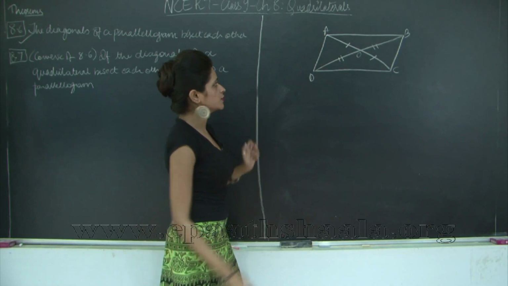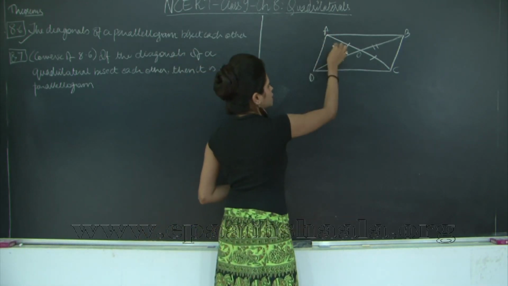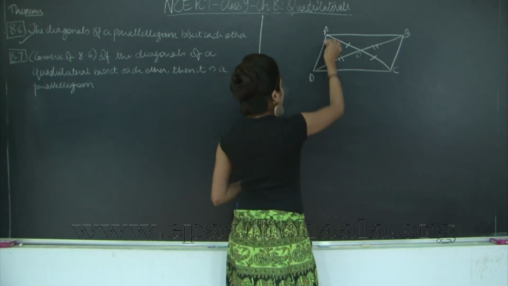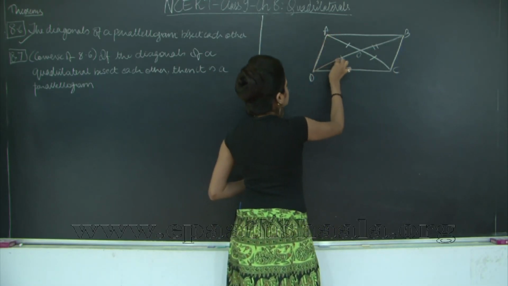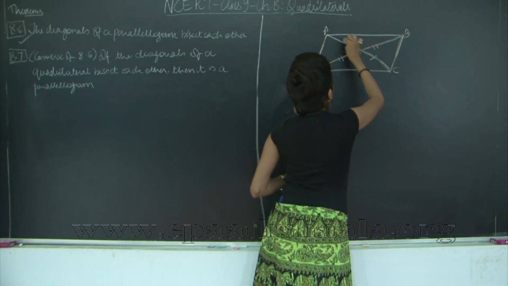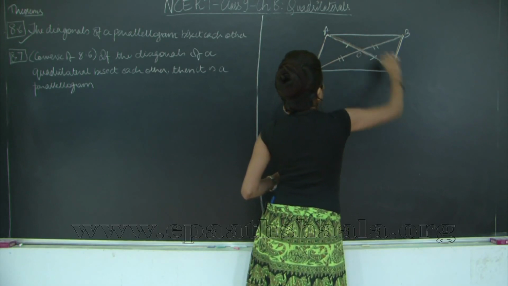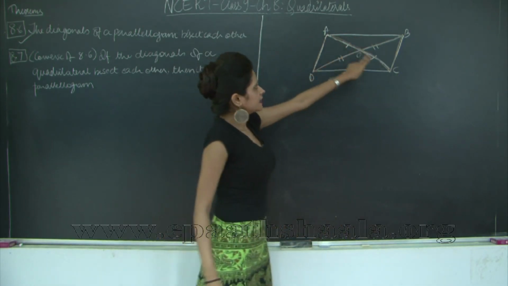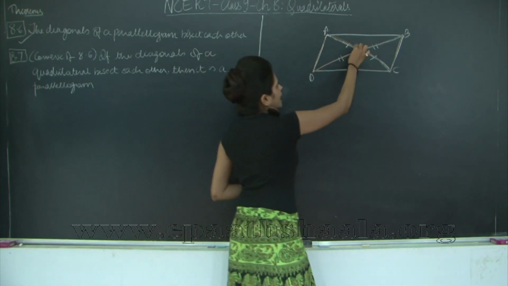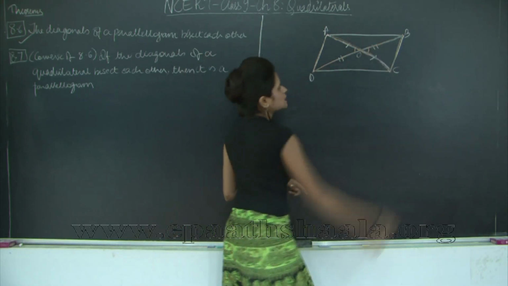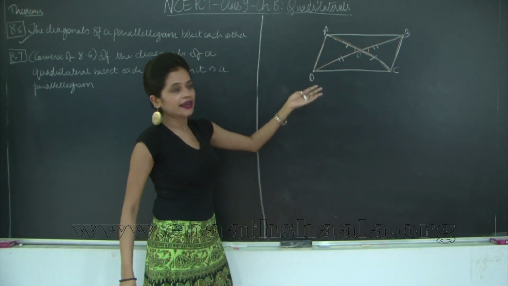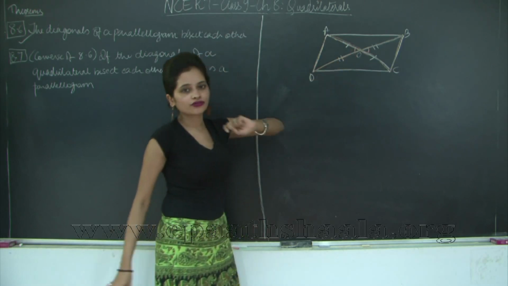So, how are we going to do this? Let us take into consideration angle OAD and angle OCB. I will mark it with a different colored chalk. This side OA is equal to OC and OD is equal to OB, which is given, and I have angle AOD and angle COB as vertically opposite angles. Therefore, the two triangles are congruent by side angle side test of congruence.